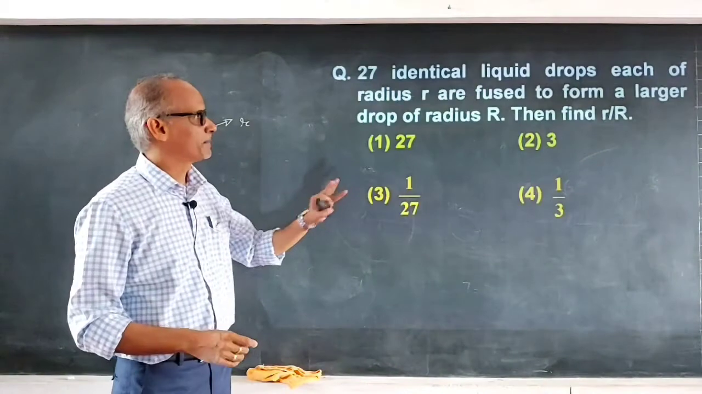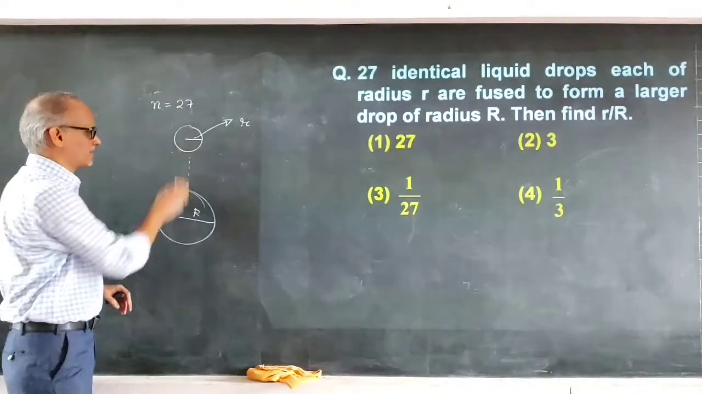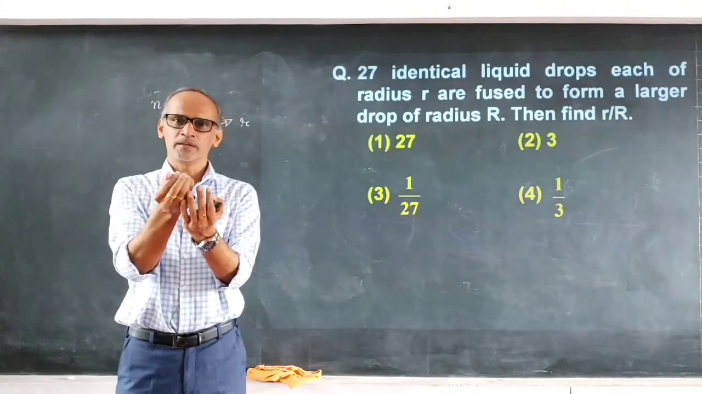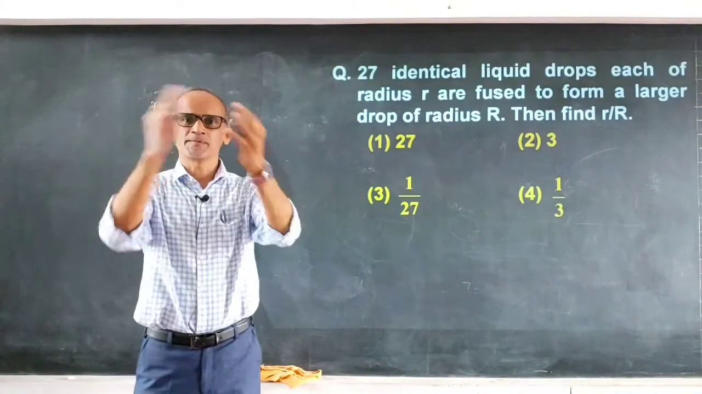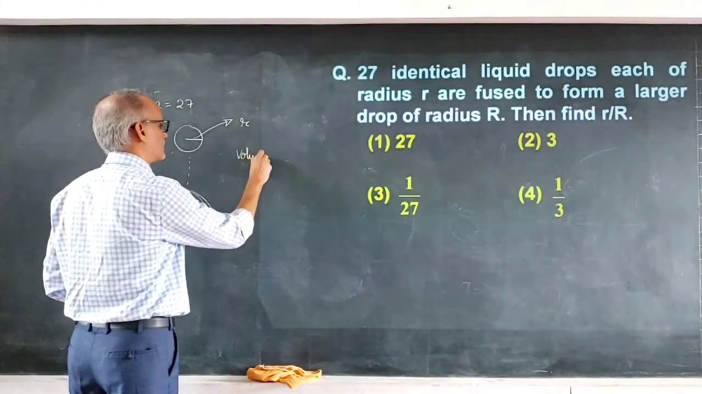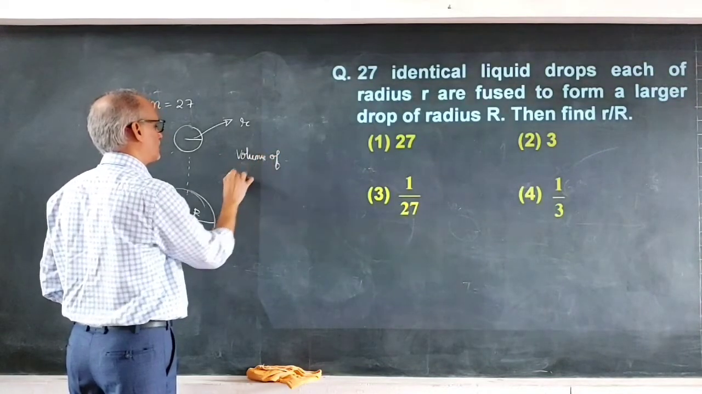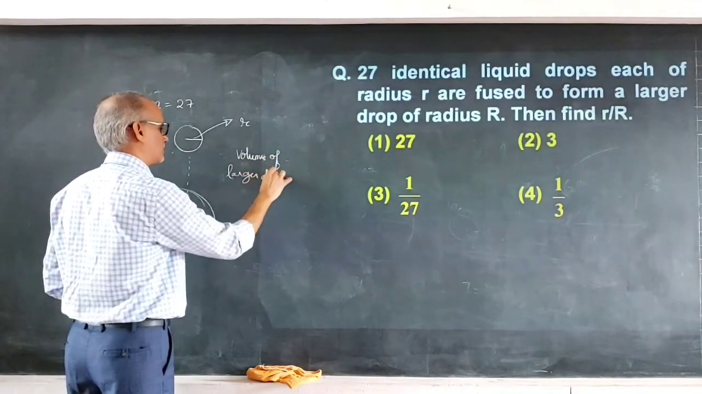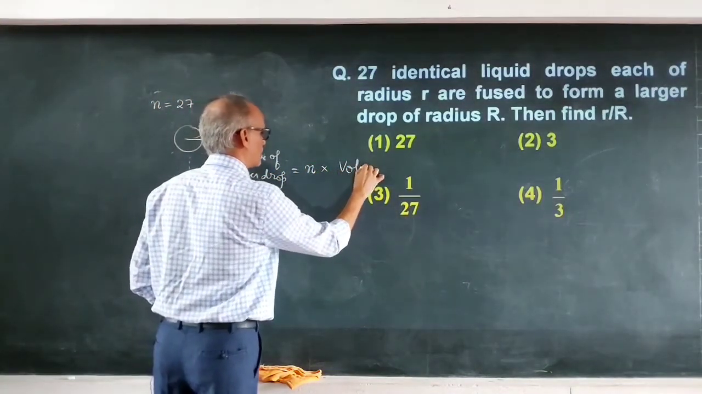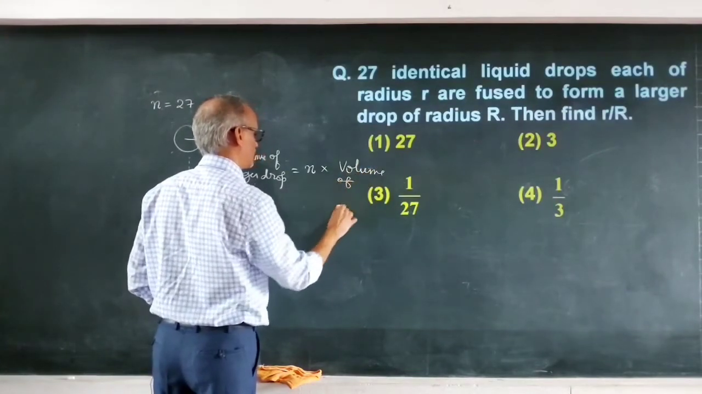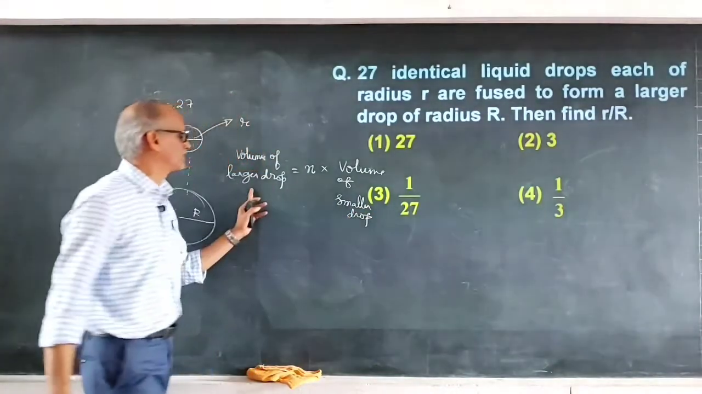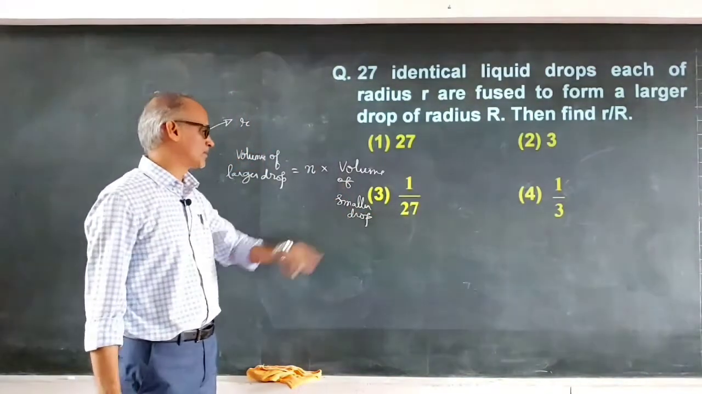Then find r by R. See, this concept is similar to that of the moon and the earth. So when I take one drop, and then when I go on adding many drops, I'll get a larger sphere. So what I have to equate basically is the volume of the larger drop is equal to n times the volume of a smaller drop, correct? Volume of larger drop is equal to n times the volume of smaller drop.